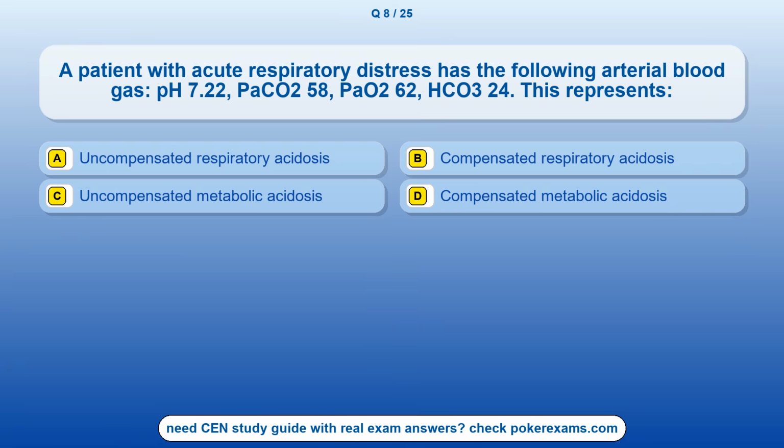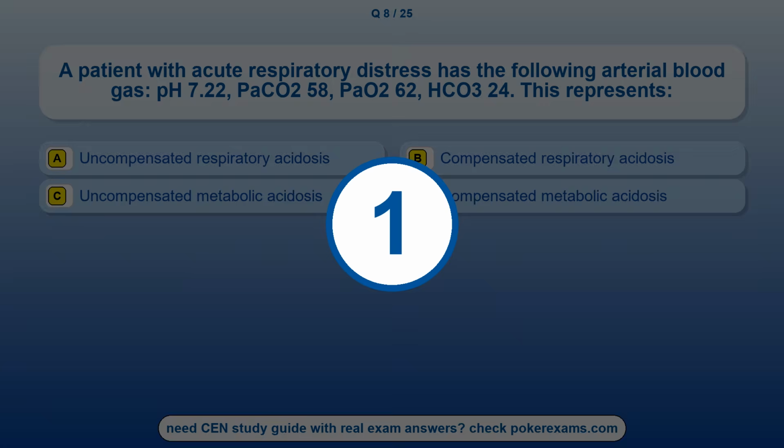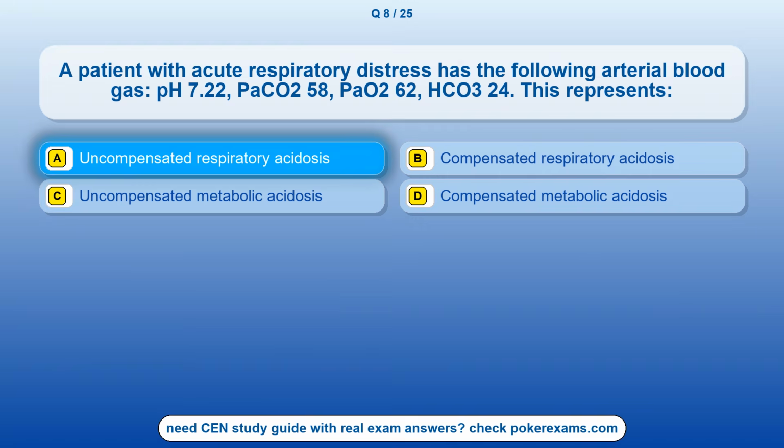Question 8. A patient with acute respiratory distress has the following arterial blood gas: pH 7.22, PaCO2 58, PaO2 62, HCO3 24. This represents: Option A, uncompensated respiratory acidosis. Option B, compensated respiratory acidosis. Option C, uncompensated metabolic acidosis. Option D, compensated metabolic acidosis. The correct answer is option A, uncompensated respiratory acidosis.